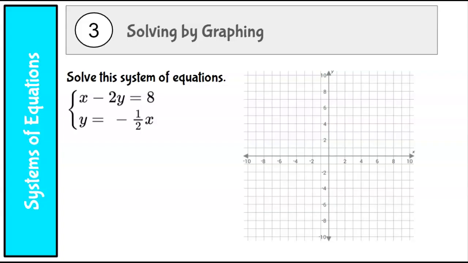Let's do another one. It says solve this system of equations. We're trying to find an x and a y that work in both. This one is not set up for graphing well. In fact, substitution might be a nice method to use to plug that in for y. But since we're in the solving by graphing lesson, let's go ahead and set it up so that we can solve it by graphing. Now we have x minus 2y equals 8.